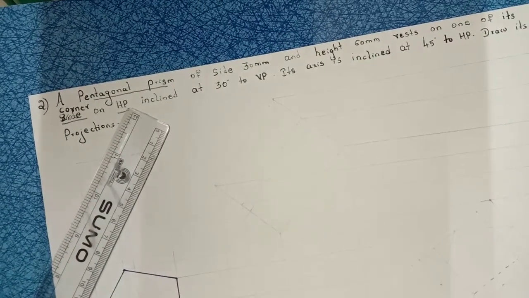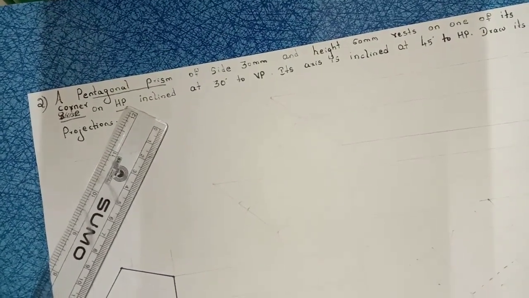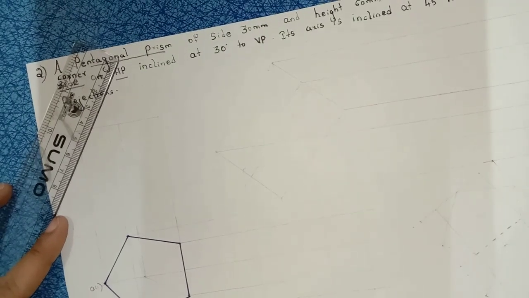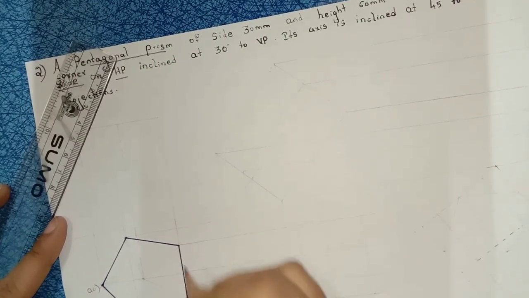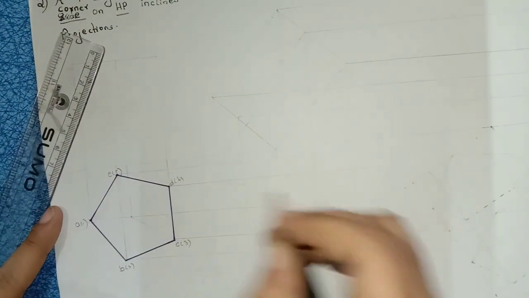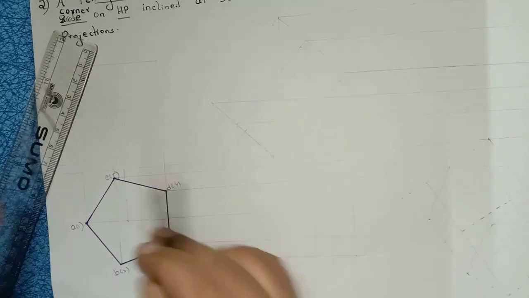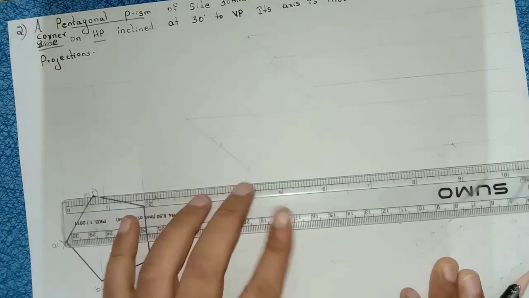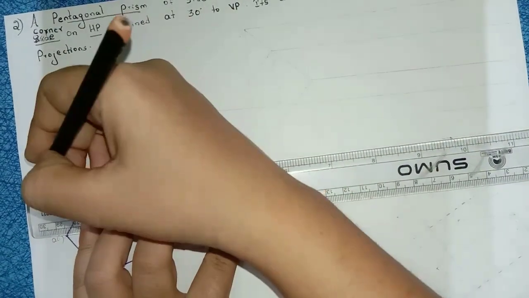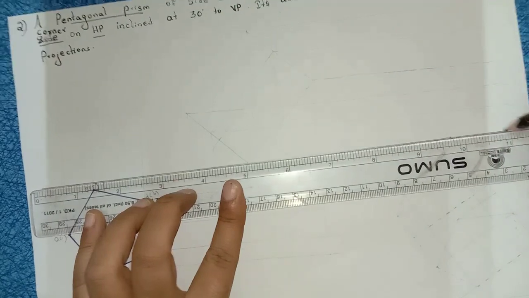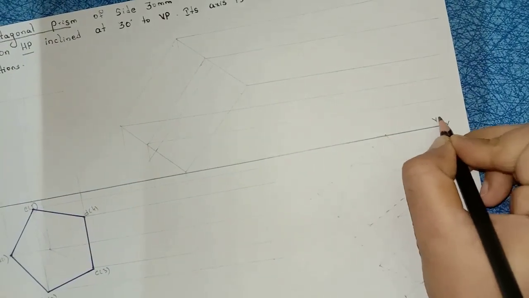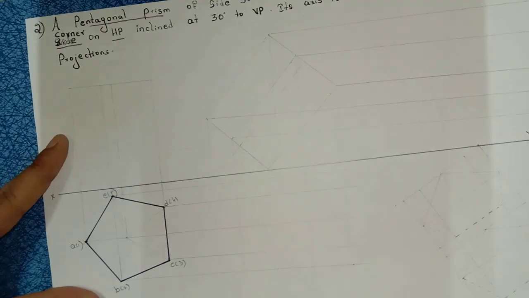Right, now after constructing the pentagon, name the pentagon as here A of 1, B of 2, C of 3, D of 4, E of 5. Right, now from this corner leave 5 mm gap. Now draw the reference line of any length. Name it as here xy, vertical plane and here horizontal plane, right?